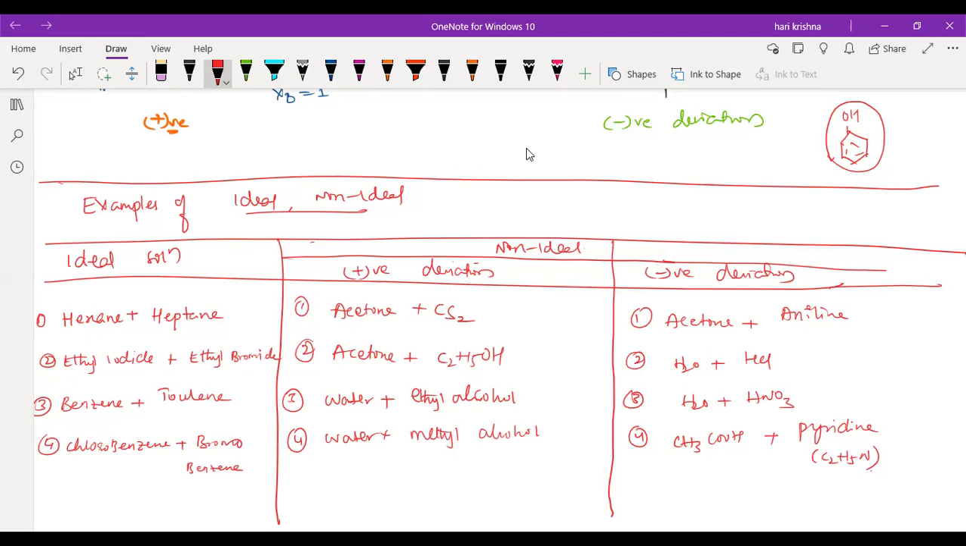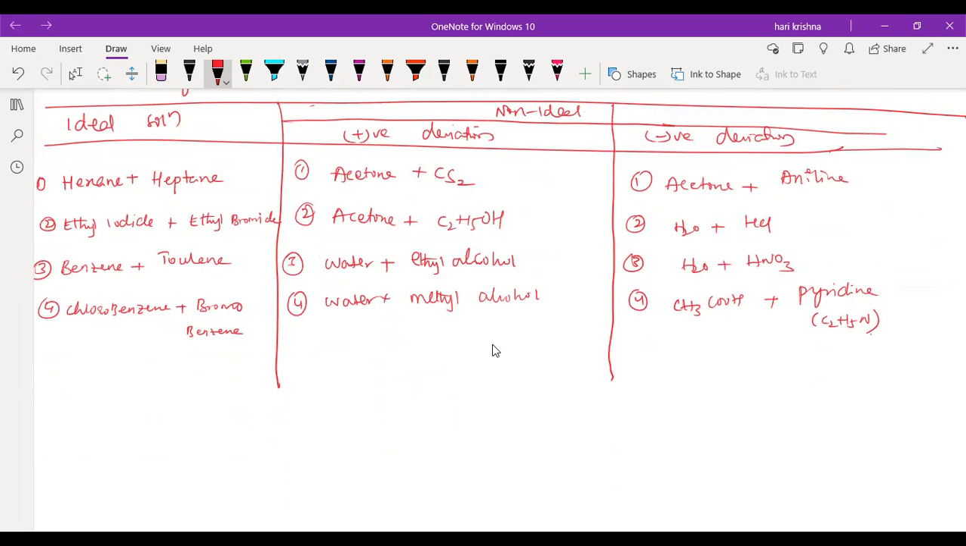Negative deviation is what? Acetone plus aniline, water plus HCl, water plus HNO3, acetic acid plus pyridine. These are the negative deviations. Okay, so these are examples you have to remember compulsorily. So any doubts in this? Any doubts? No, sir. Okay.